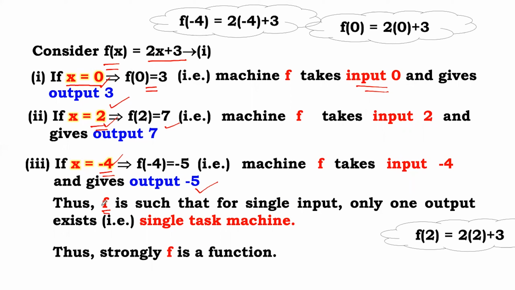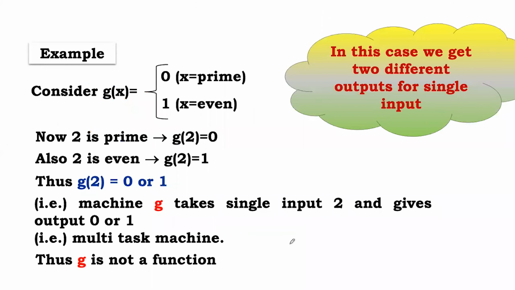So after any input like 0 or 2 or -4, we are getting different outputs, right? So f is a function such that we are getting a single output. So this is known as a single task machine. So strongly we can say that f is a function. Now, one more example we are going with.